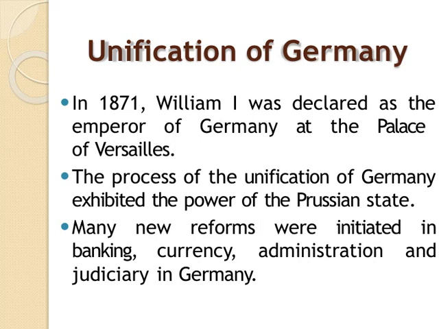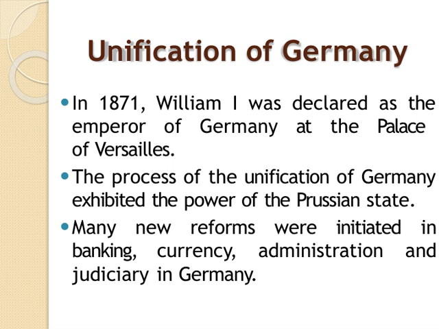In 1871, a pivotal moment in German history took place when William I was declared the Emperor of Germany at the Palace of Versailles. This event marked the culmination of a complex process of unification that was driven primarily by the strength and organization of the Prussian state. The unification of Germany was not just about political consolidation. It showcased how powerful and influential Prussia had become in shaping the region's future.